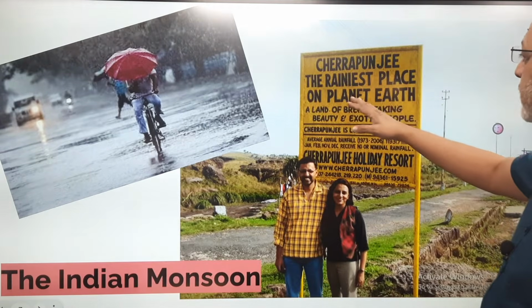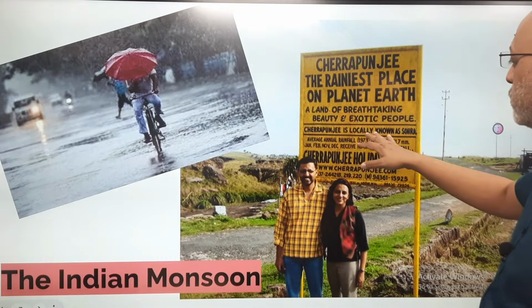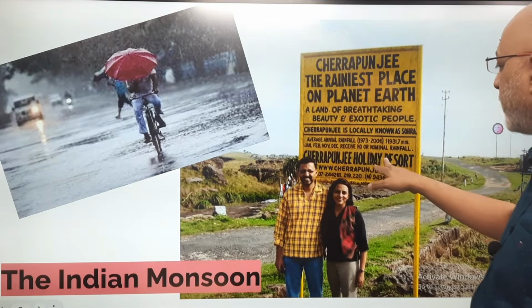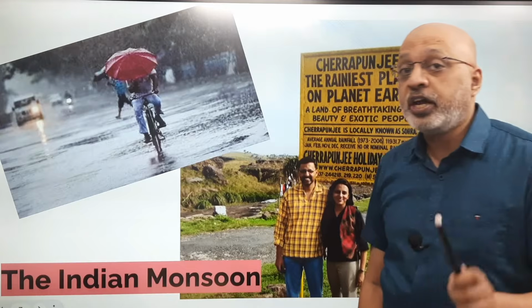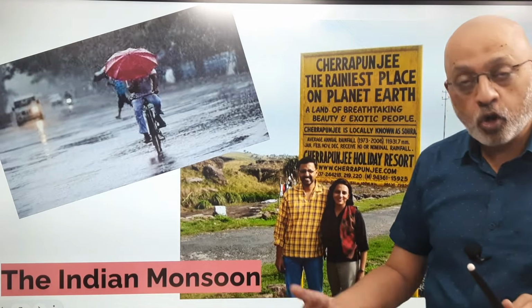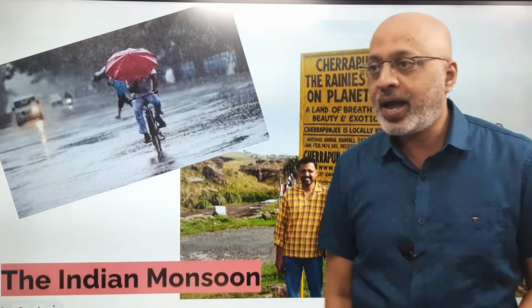Cherrapunji, the rainiest place on planet Earth, a land of breathtaking beauty and exotic people. Cherrapunji is locally known as Sora, and they have put the average annual rainfall, etc. Though now it is not Cherrapunji which is considered to be the wettest place, it is Mawsynram, which is also in the Khasi hills of Meghalaya, pretty close to Cherrapunji.